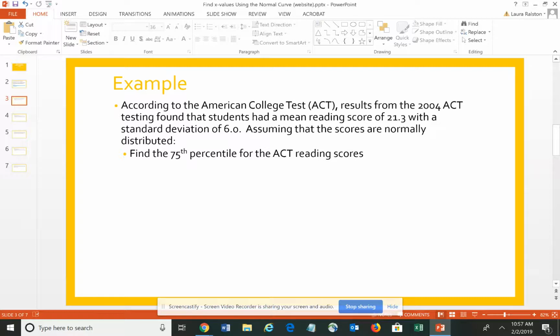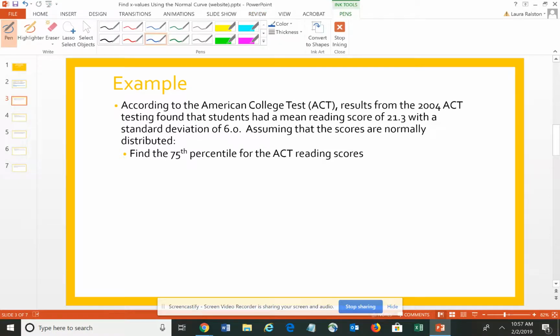But as you're looking at this problem, notice that they do have to tell us that it is normally distributed. We have to know the distribution is normally distributed, we have to know the mean of the distribution, which is given, and we have to know the standard deviation. So again, as shorthand, we can still say that X is approximately normal with a mean of 21.3 and a standard deviation of 6.